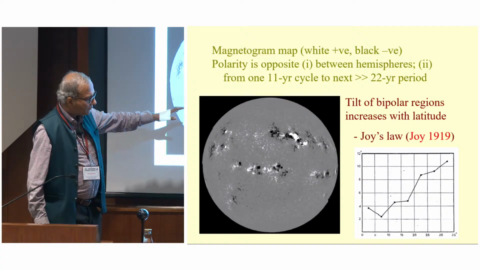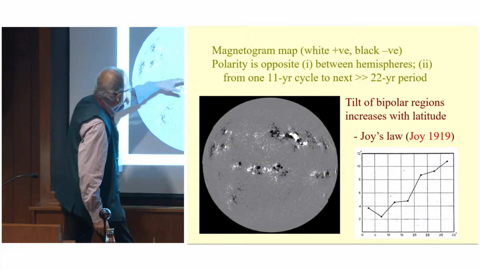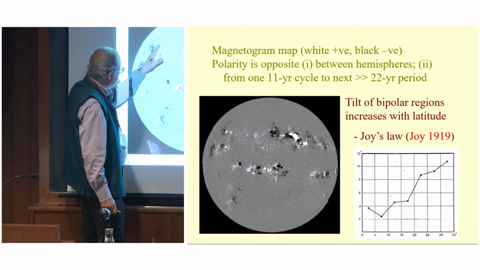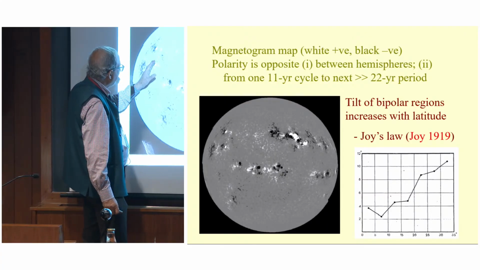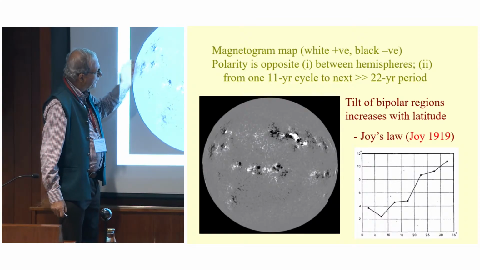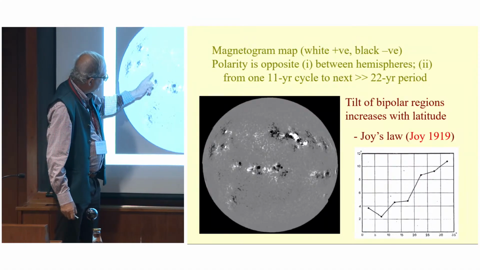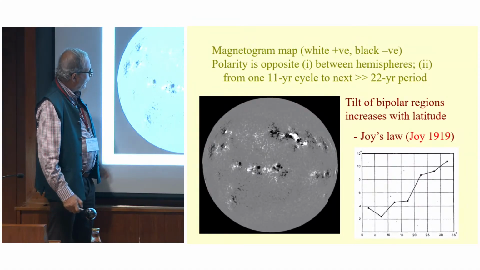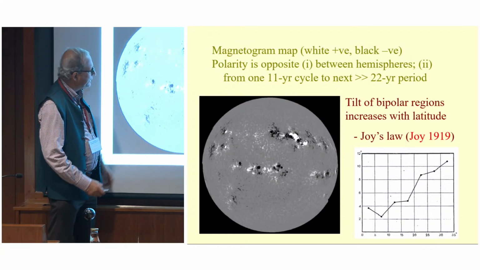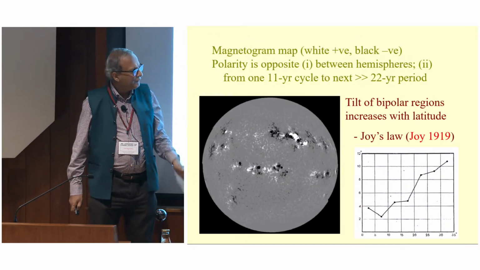negative polarity. And if you look at the distribution, then you will see that in the northern hemisphere, the sunspot on the right is white or has positive polarity, and the sunspot on the left looks black or has negative polarity. And in the southern hemisphere, it is opposite. The sunspot on the right has a negative polarity, and the sunspot on the left has positive polarity. And it remains like this for one solar cycle of 11 years.